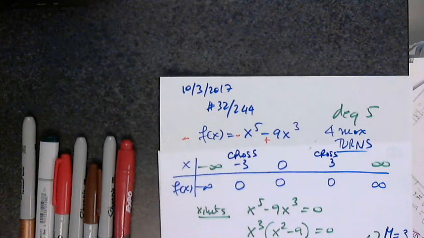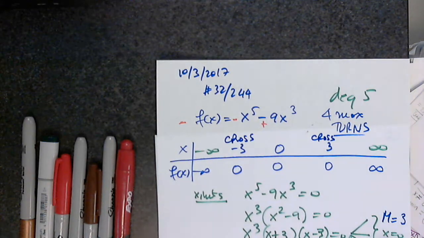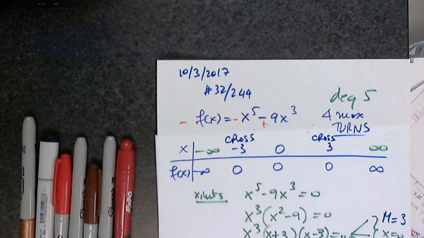What about 0? Because it appears 3 times. Is it a turn? We just started. Is it a turn or is it a cross? Multiplicity 3 must be a cross. Any odd multiplicity must be a cross. However, it's not, it's a long one.